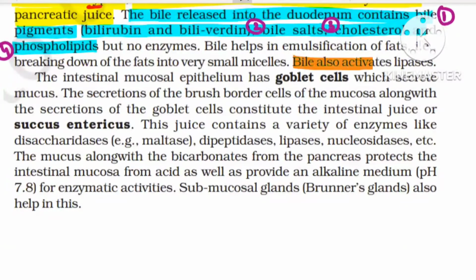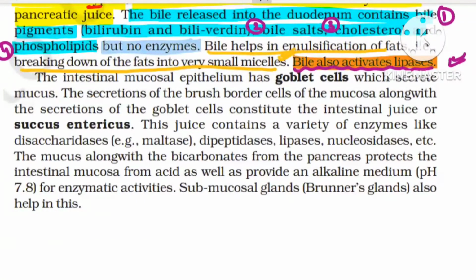Bile activates the lipase also. That is why in the diagram I've shown you, it activates lipase. What is the role of the bile juice? Bile juice will help in the emulsification of fat. Emulsification means breaking down of fat into very, very small micelles. Is it clear? And I told you they don't contain any enzyme. Bile does not have any enzyme.